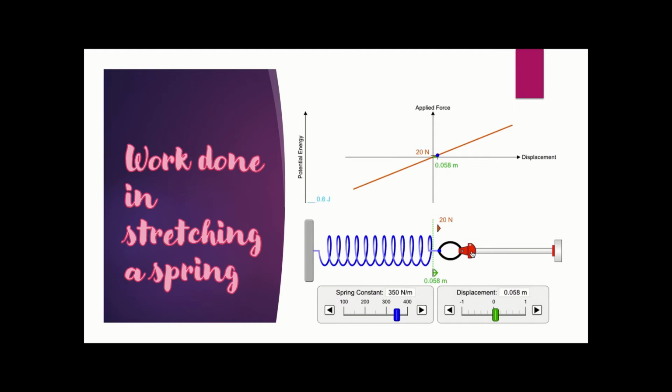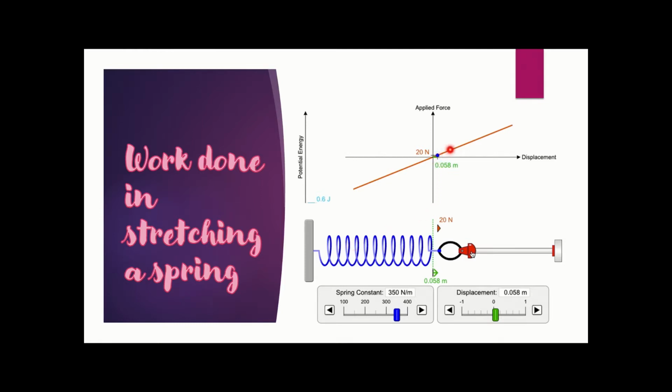Now let's check what happens with the work with a spring. Now here we have an animation. I want you to pay attention. This green line is the equilibrium point, where the displacement is 0, so it's very close to that. And with this pole, I am going to stretch or compress the spring.